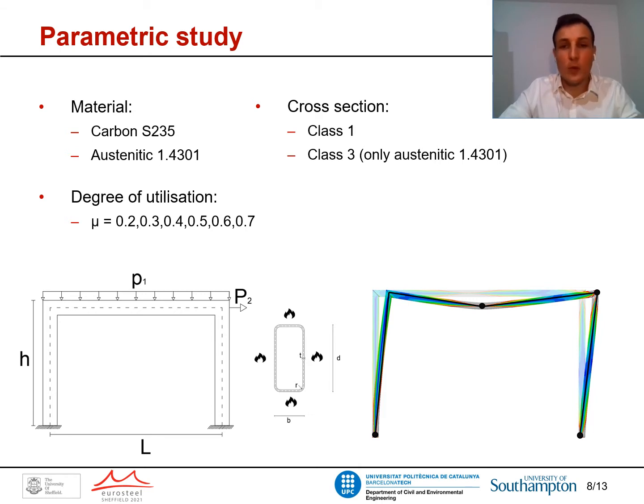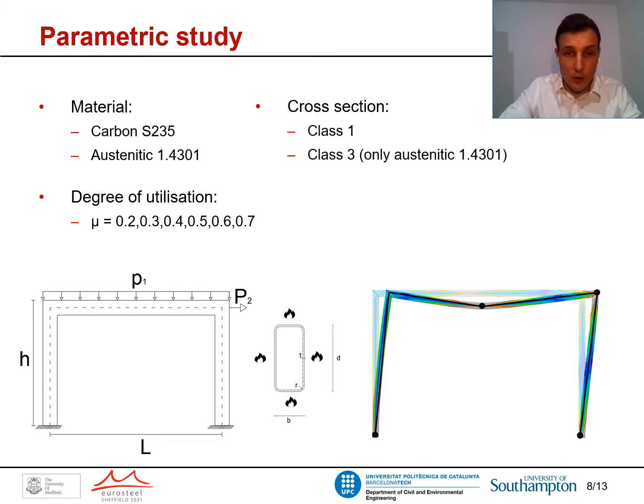With this in mind, we developed a parametric study centered on double fixed frames with rectangular hollow sections, under the combination of loads shown here, for carbon and stainless steel. Both material properties were obtained from Eurocode 3, Part 1-2.